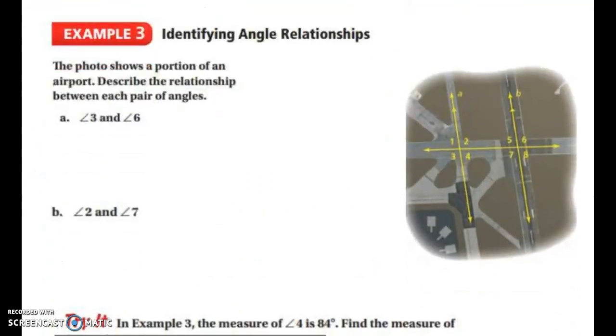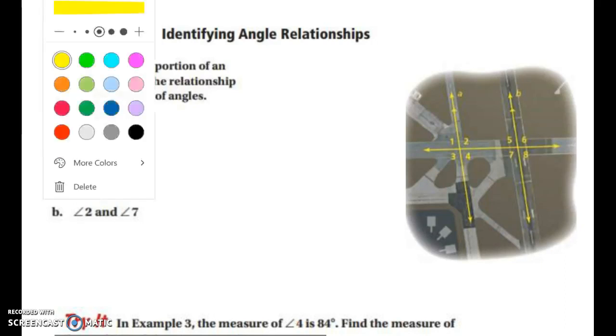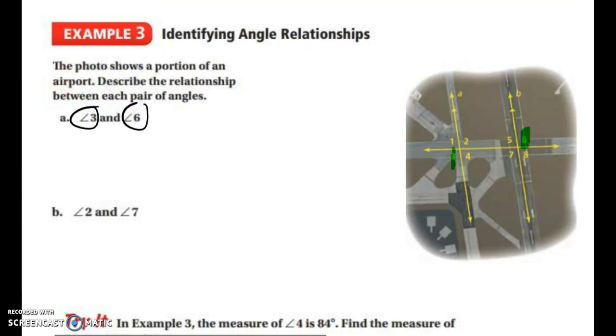All right, so now identifying angle relationships. The photo wants us to describe the relationship between each pair of angles. So angle 3 and 6. So let's find 3 and 6 on our image. So 3 and 6, those aren't corresponding, and they also are not vertical angles. And so how do we solve this?